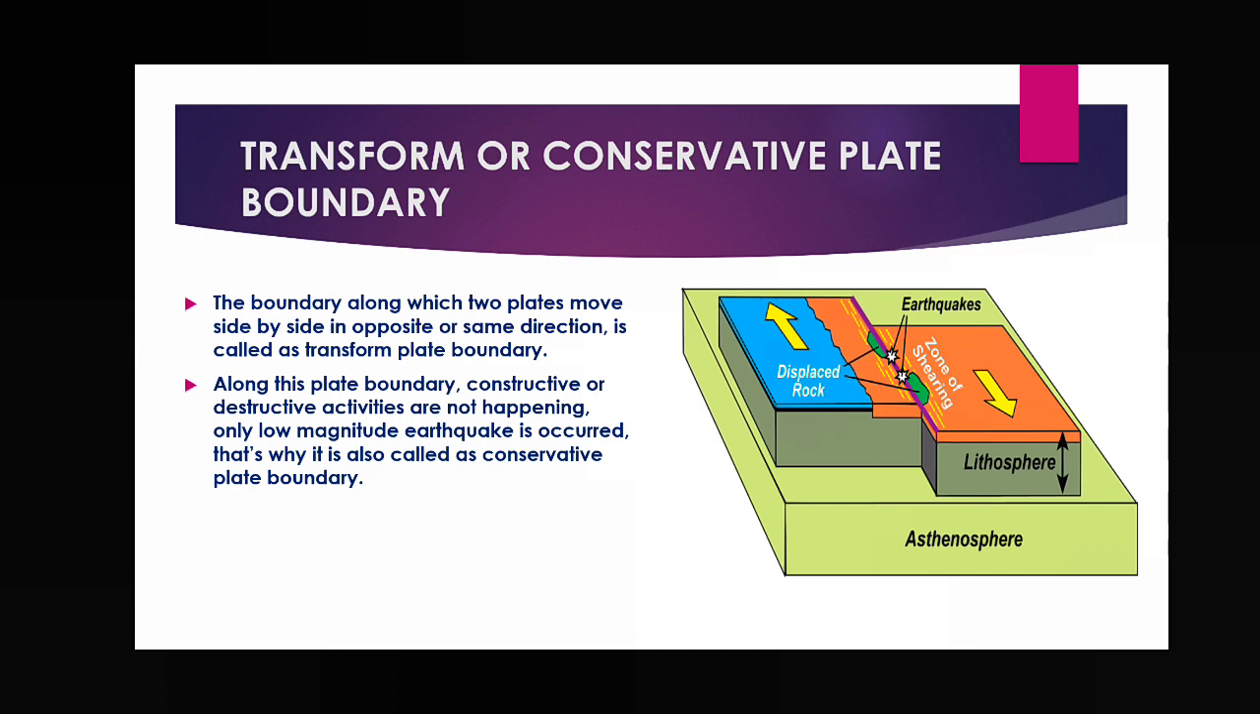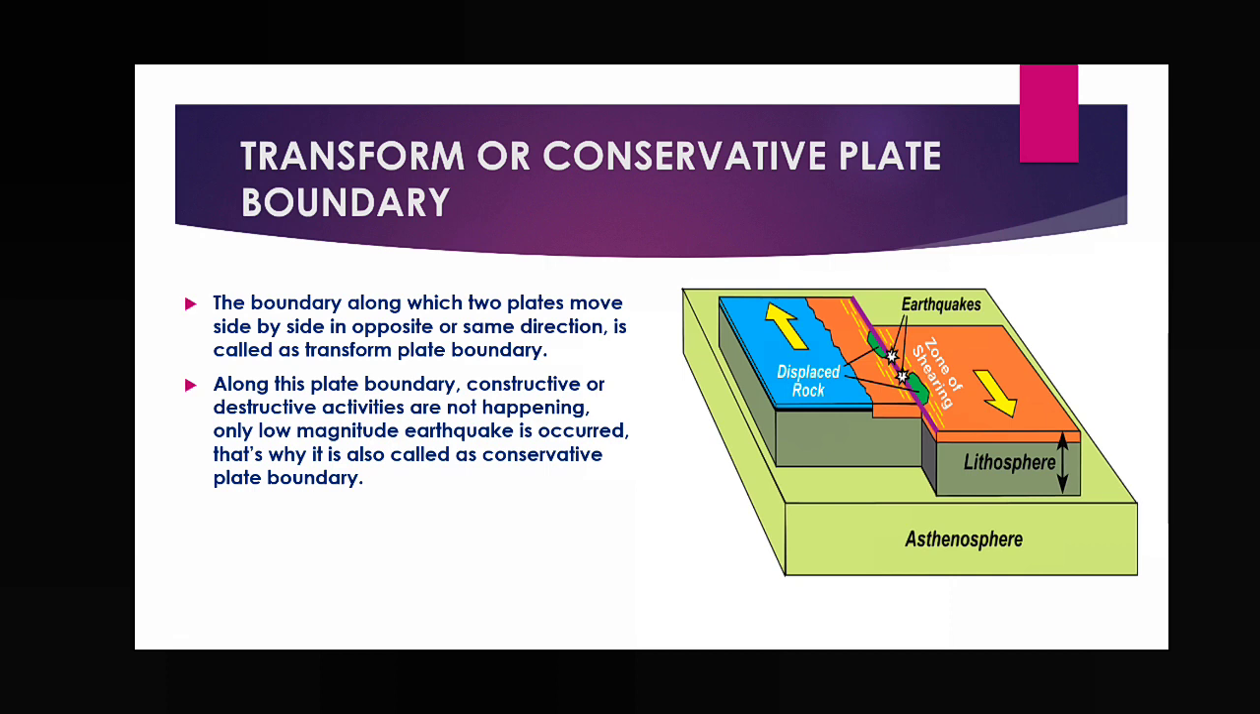So transform or conservative, transform means what? Already we have seen in the transform plate movement, when two plates are moving side by side, it may be in the same direction, it may be in the opposite direction. So it is the boundary. So boundary means what? The place or the line along which two plates are moving side by side. Why is it called conservative? Because along this plate boundary, no such huge changes occurred.